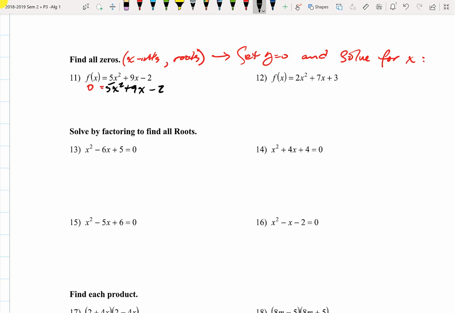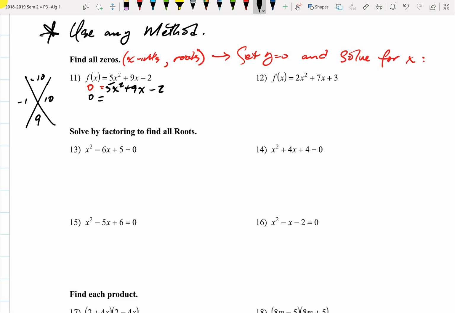You can solve, you can use factoring, quadratic formula, completing the square. You could use any method you want. So use any method. Okay. I'm going to use factoring. Okay, so because I think this is factorable. So you multiply 5 times negative 2 to get negative 10. So what two numbers multiply to negative 10 and add to 9? And that's going to be negative 1 and 10.